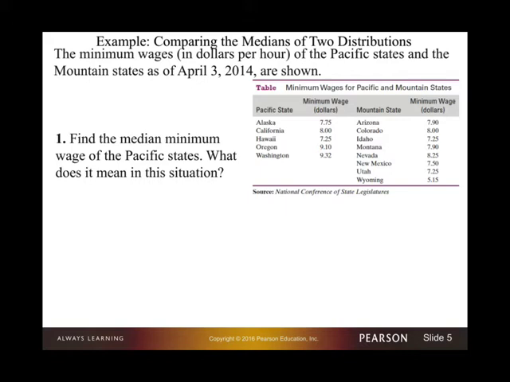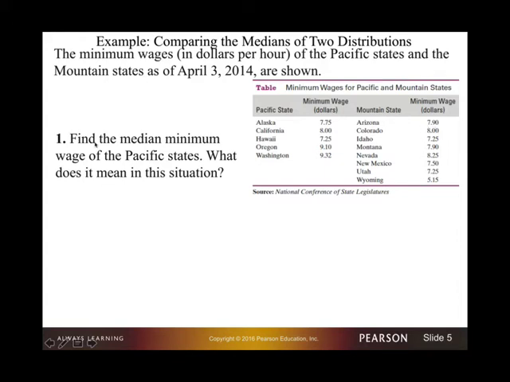Okay, look at this example. Comparing the median of two distributions. The minimum wage of the Pacific states and the Mountain states as of April 3rd, 2014. So we have two sets of data. One set is the minimum wage for the Pacific states, and the other data set is the minimum wage for the Mountain states.